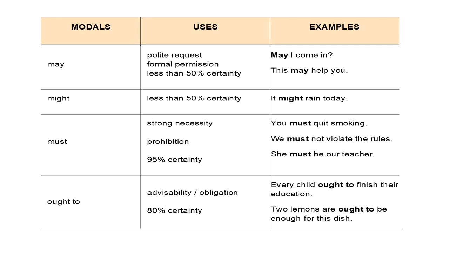Must is used for strong necessity, prohibition, or when you have 95% certainty. Examples: you must quit smoking. We must not violate the rules. She must be our teacher.